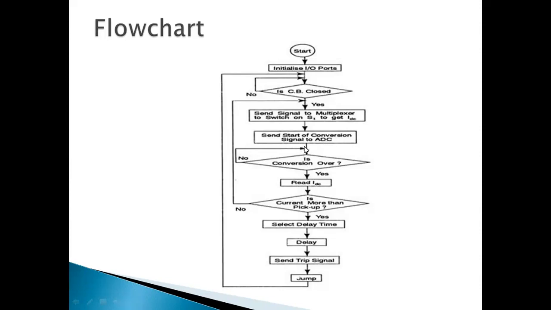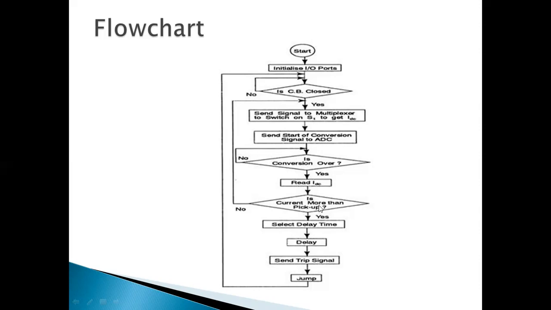Again check whether this conversion is over. If it is over, then you can go to the next block. Otherwise, again the same process is done. If that analog to digital conversion is over, then it is read by the microprocessor. That is read IDC, meaning that current is DC and it is a digital value.